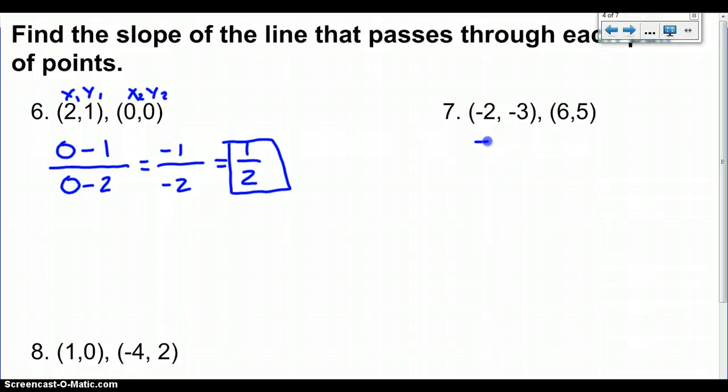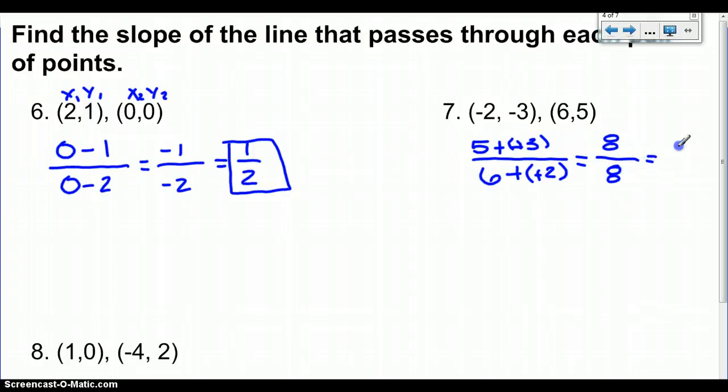So y2, which is 5, minus y1, which is a negative 3. Put your parentheses around it so you know that there's also a negative here. So we have 6, which is x2, minus a negative x1, which is negative 2. So minus a negative is plus a positive. So 5 plus 3 is 8 over 6 plus a positive 2, which is 8, so 8 over 8 is just 1.